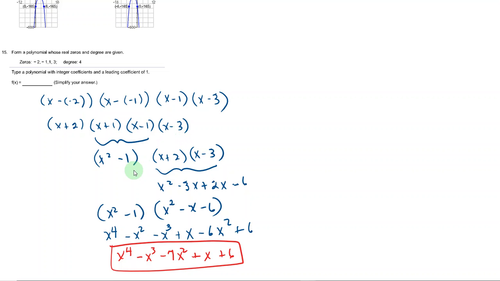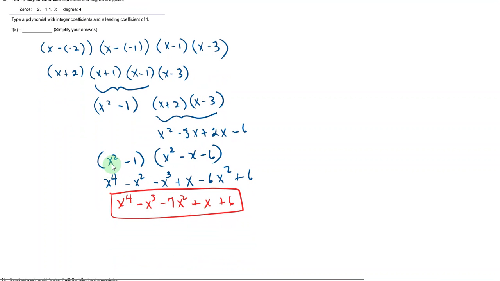Now what I noticed, you could or you wouldn't have to, but I noticed these are the same except the signs. And so that gives me the difference of 2 squares, x squared minus 1. So then I had x minus 3 and x plus 2. If you do FOIL on that, you get this. We'll combine these two. So now I have this and this.